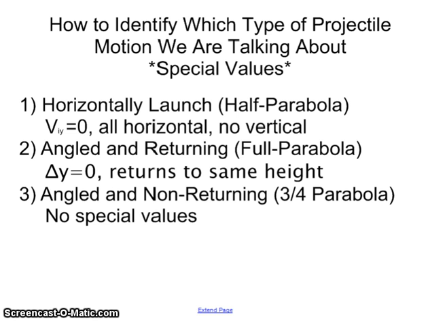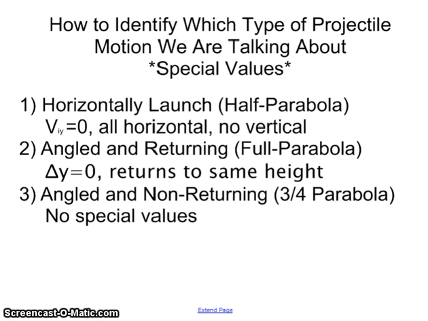And lastly, the 3/4 parabola, there are no special values because everything would need to be told to you. Okay? Because it's being launched at an angle, so there's no implied velocity in that case. It is not returning to the same height, so there's no implied displacement like that.